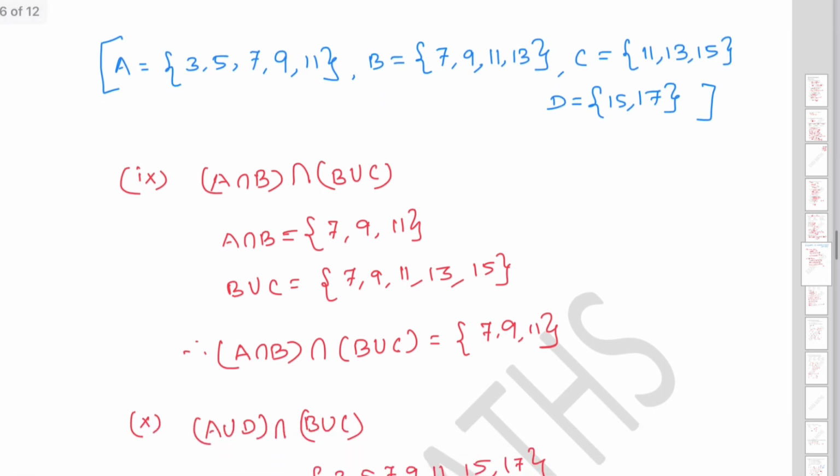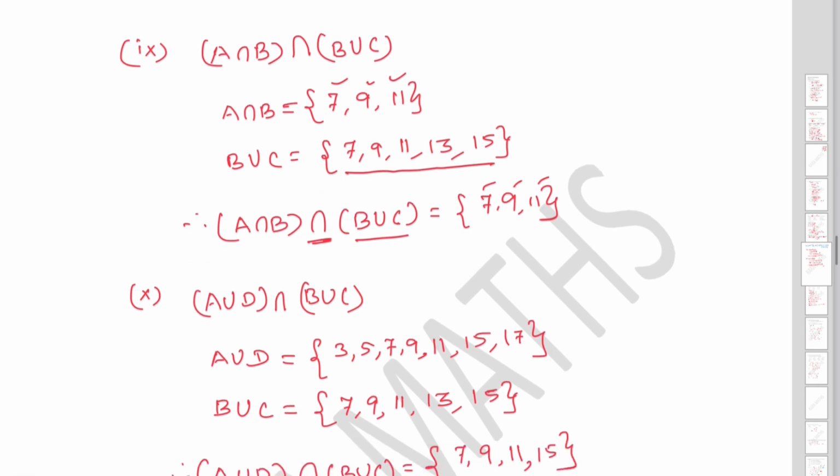And question number 9. Okay, A intersection B union C. So A intersection B is 7, 9 and 11. And B union C is 7, 9, 11, 13 and 15. Now intersection of these two sets is once again 7, 9 and 11.